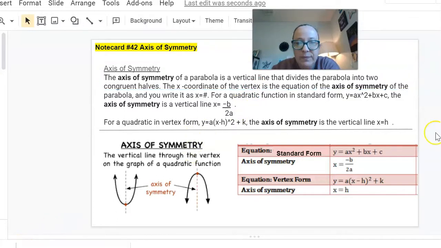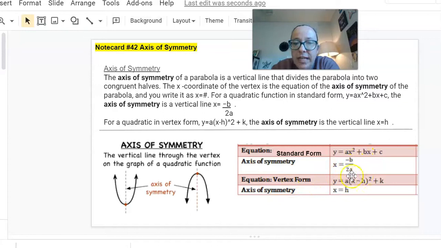Okay, so again, this should be a reminder, but the axis of symmetry of a parabola is a vertical line in the form of x equals that divides the parabola into two congruent halves. The x-coordinate of the vertex is the equation of the axis of symmetry. So you write it as x equals whatever that number is. We learned how to find the x value of the vertex, the h, as negative b over 2a. We already did that. And so given standard form, your axis of symmetry is x equals negative b over 2a.